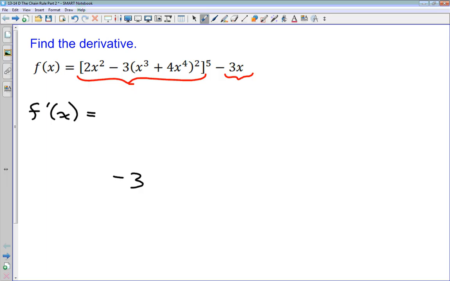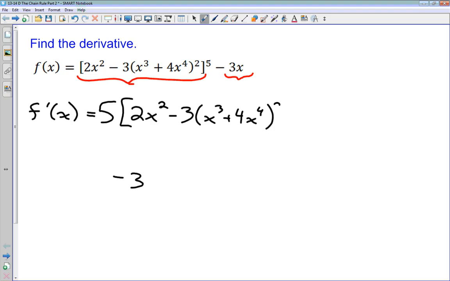So we're going to have to use the chain rule. Let's start using the chain rule here. We're going to bring down the 5, and we're going to keep the thing in square brackets exactly the same: 2x squared minus 3 times x cubed plus 4x to the power of 4, all squared. Subtract 1 from our exponent, and we're halfway there. The chain rule says that we do the derivative of the outer function and we multiply it by the derivative of that inner function.